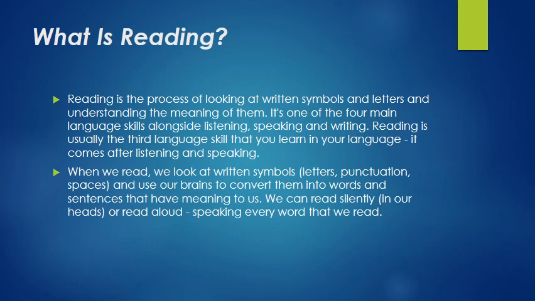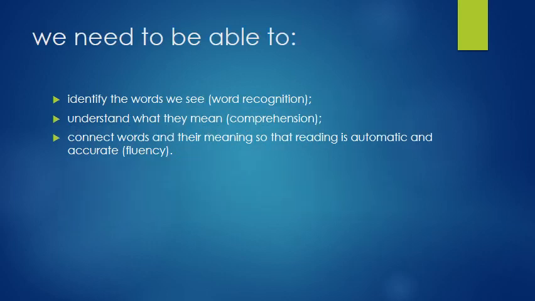When you read, we look at the written symbols like letters, punctuation, and spaces, and use our brain to convert them into the words and sentences that have meaning to us. We can read silently or read aloud. We need to be able to identify the words we see, understand what they mean, and connect words and meaning so that reading is automatic and accurate.